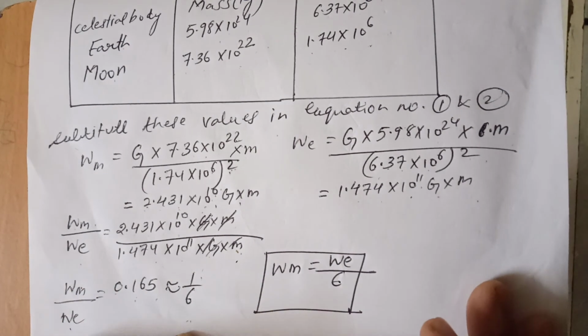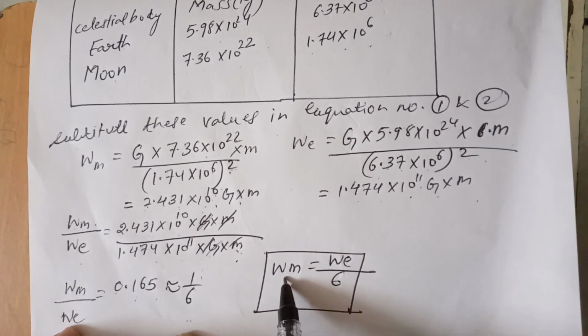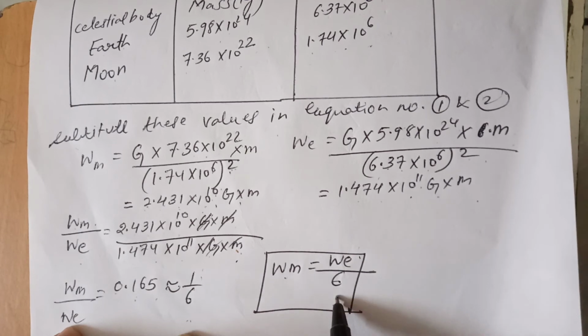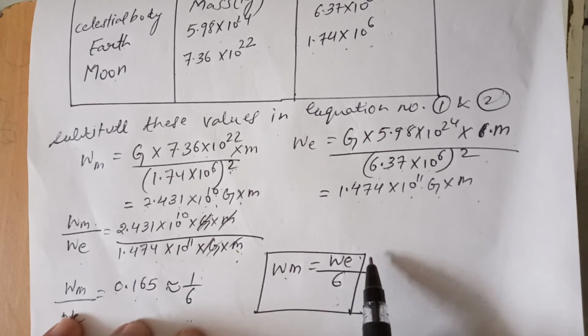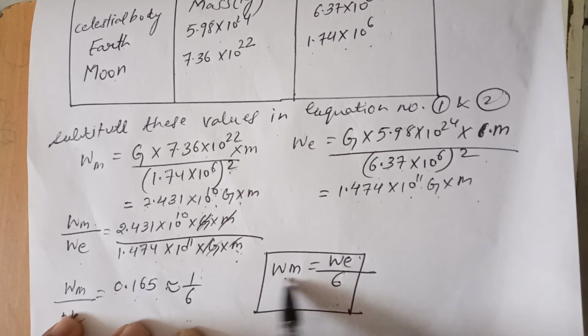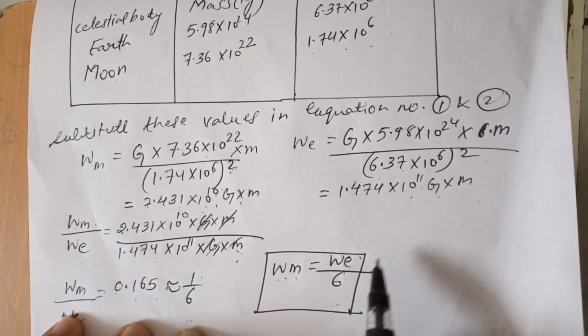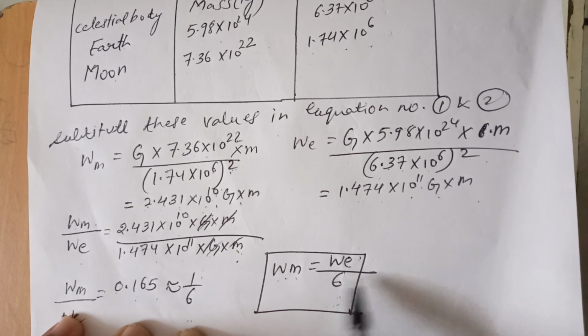So we can say from this equation that the weight on the moon is 1/6 of the weight on the earth. Whatever the weight on the earth is, you just have to divide it by 6. If suppose 60 is the weight on the earth, you divide by 6, so 10 will be the weight on the surface of the moon. So the weight on the moon will be 1/6, or we can say you have to divide by 6, the weight on the surface of the earth.